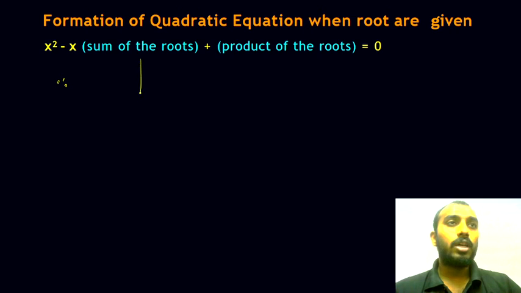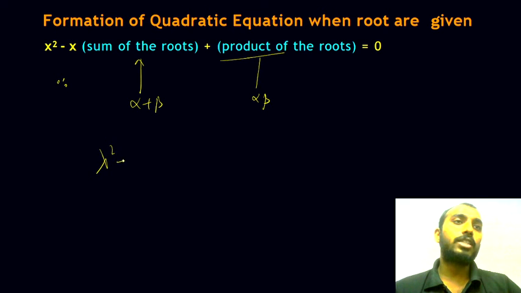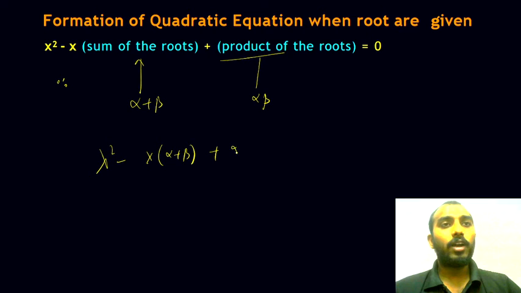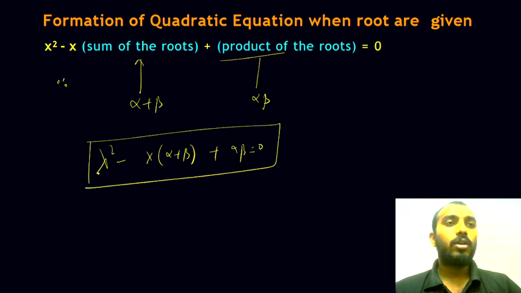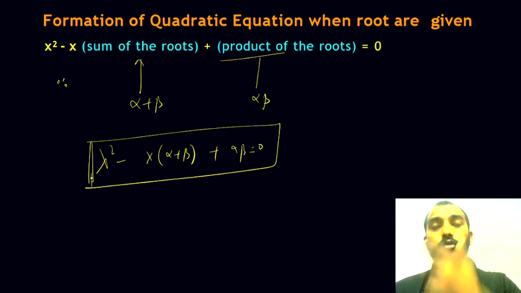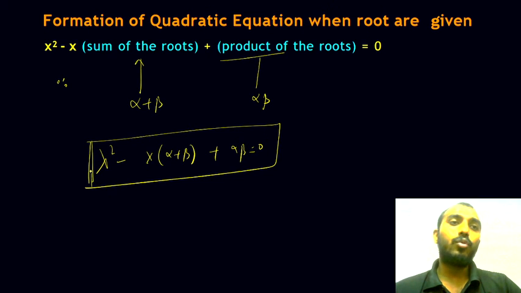When the sum of roots, it means alpha plus beta, and the product of roots, it means alpha into beta, is given, you can simply write x square minus (alpha plus beta) x plus alpha into beta equals to 0. This is the formula to find the quadratic equation when the sum of roots and product of roots is given.